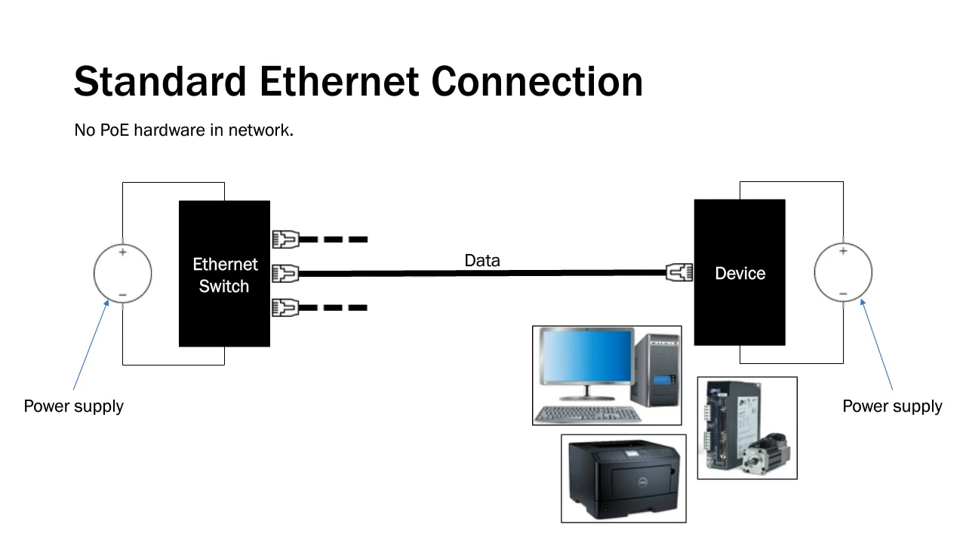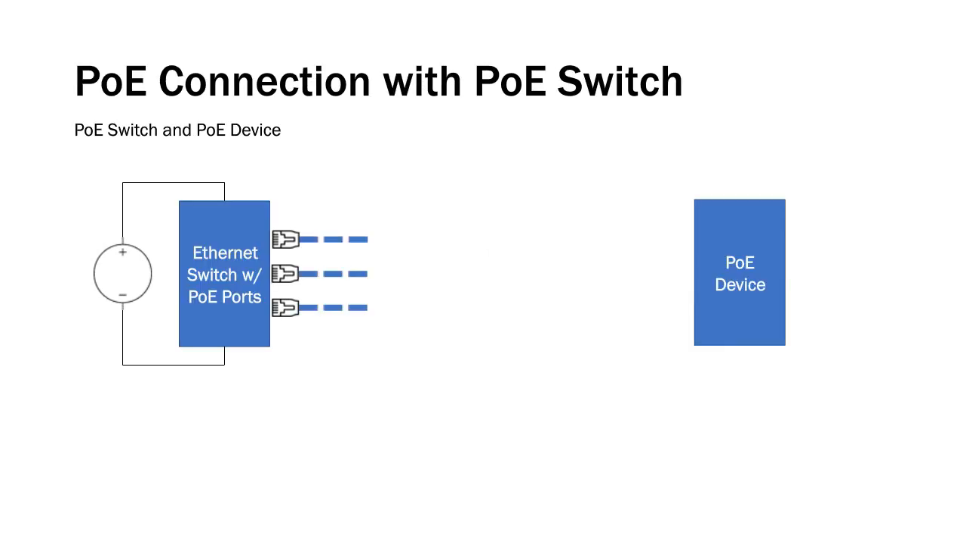Now, I've changed this same diagram a little bit by highlighting items that have PoE functionality in blue. So now we've got an Ethernet switch on the left with PoE ports, some blue data lines coming out of it that have power and Ethernet, and then a PoE device over on the right. And the main thing to note here is there's no power supply for the PoE device. That's like the big thing here. So now the connection between the switch and the device is data and power.